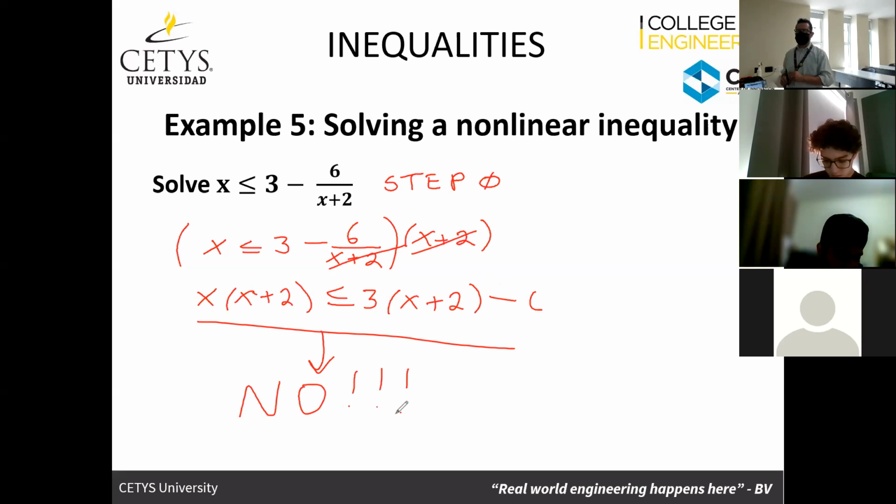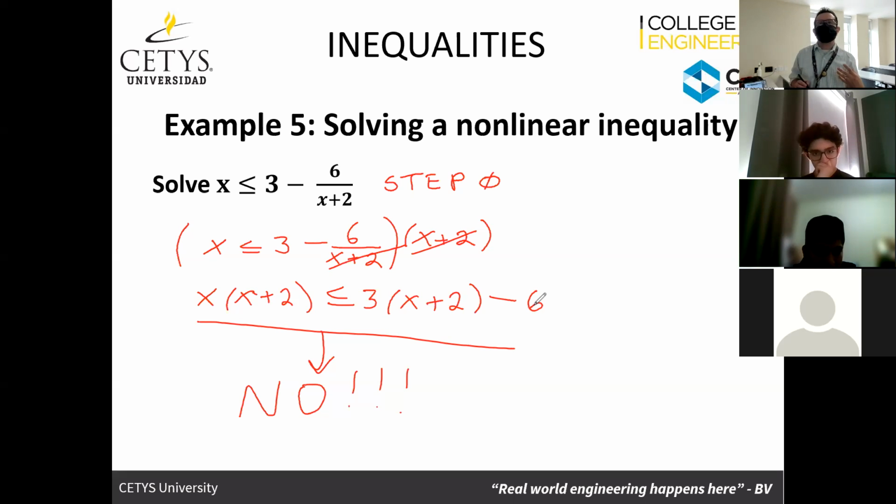We can't do that. We cannot do that. Now, if we were talking about an equation, we could do that. We could just multiply by the corresponding factor on each side, which is the x plus 2 that I want to eliminate, and just leave it like that and start working. This is incorrect for an inequality. Now, let me explain why.